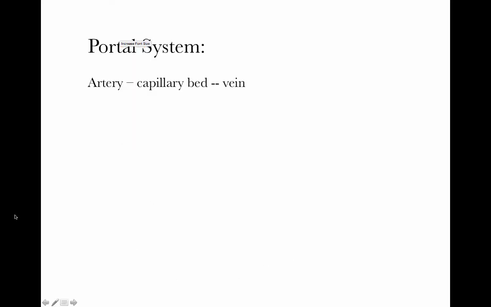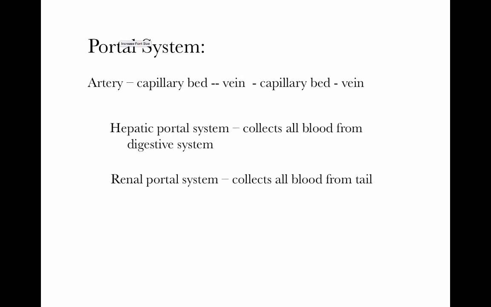And then we have a couple of venous systems known as portal systems. So we've seen already that the normal pathway of blood flow is from an artery to a capillary bed to a vein. In a portal system, the blood does not go directly back to the heart from the vein. What you're going to have is another capillary bed followed by another vein that's going to then carry the blood back to the heart. And this is called a portal system. And we have a couple of different portal systems in the vertebrate circulatory system.